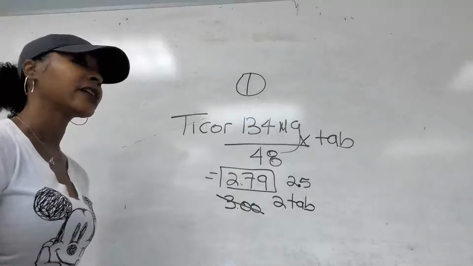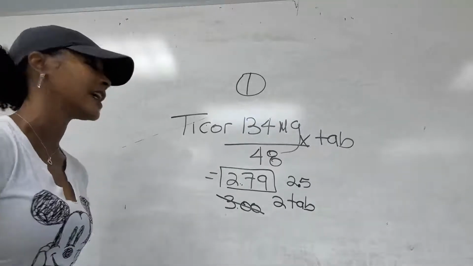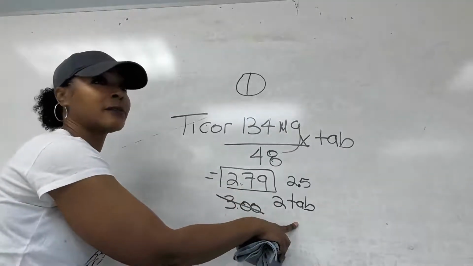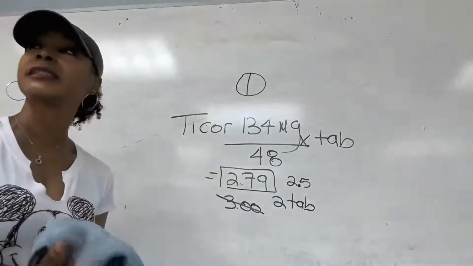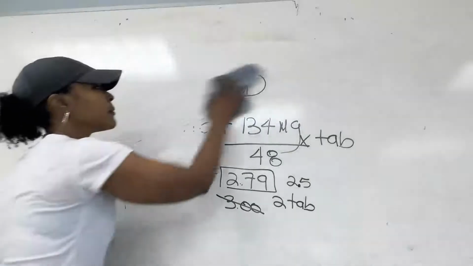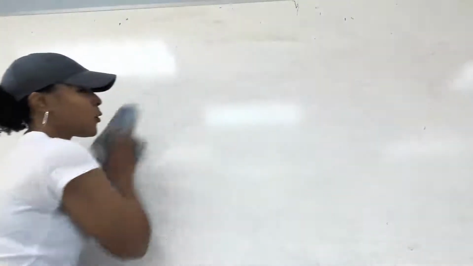But if it's enteric coated, you can't break it, right? So you would have to go down to 2 tabs. But if it was scored, you can give 2.5 of a tab. Does that make sense? Okay, we're moving on from this one. We have a whole lecture on this here.